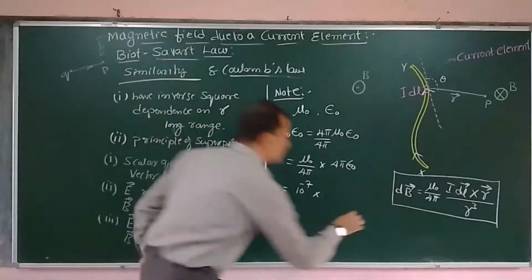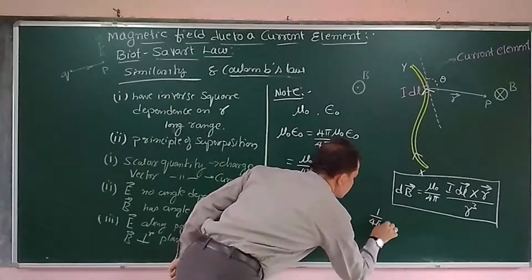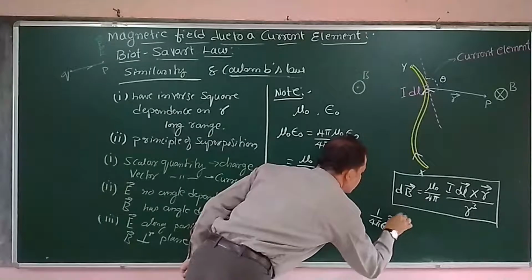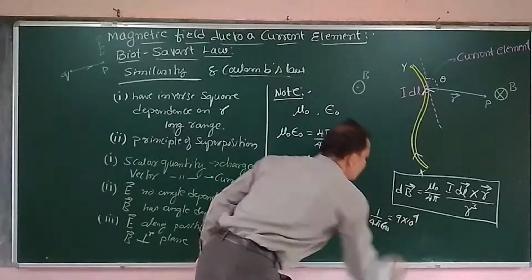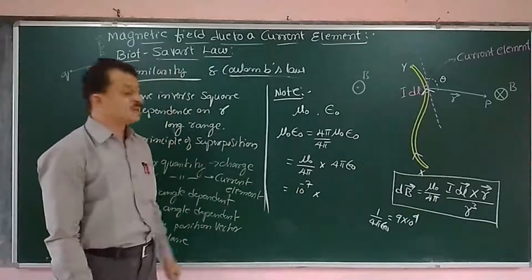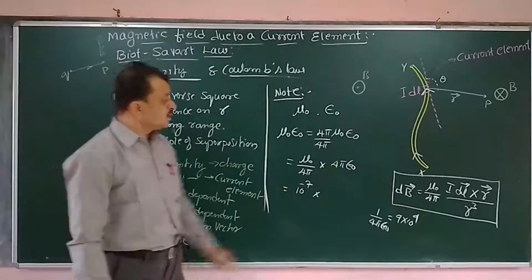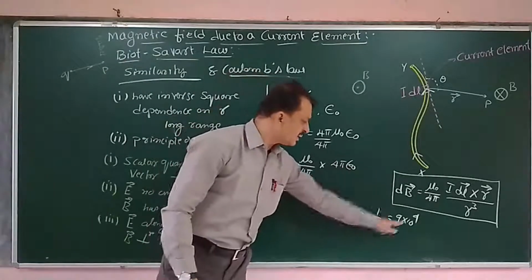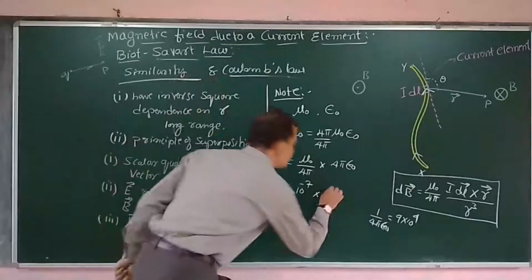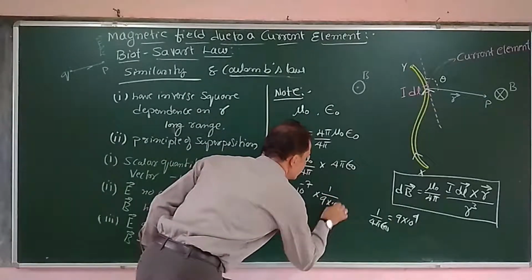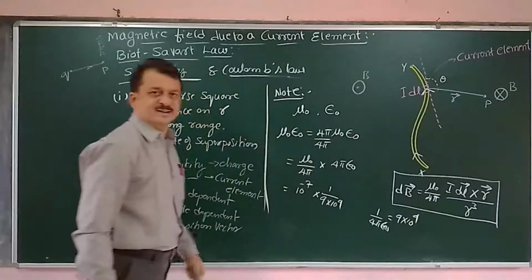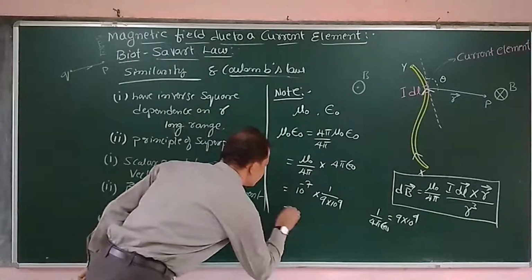In electrostatics we have studied that 1 upon 4 pi epsilon naught is 9 into 10 to the power of 9. So here it is 4 pi epsilon naught. Therefore, taking the reciprocal, we get 1 upon 9 into 10 to the power of 9. Now just simplify it. What are we going to get?